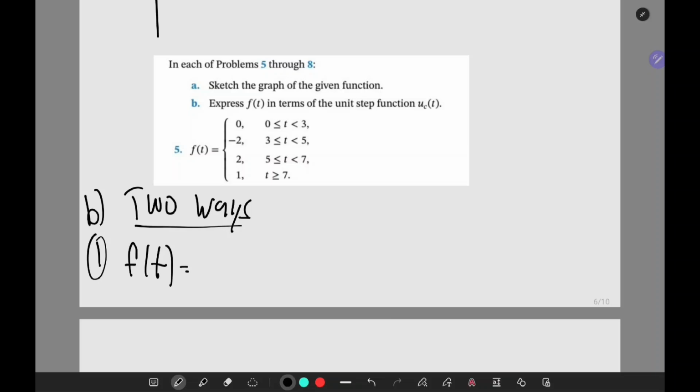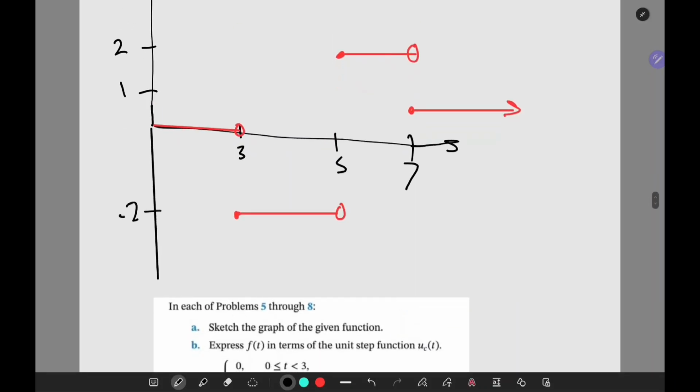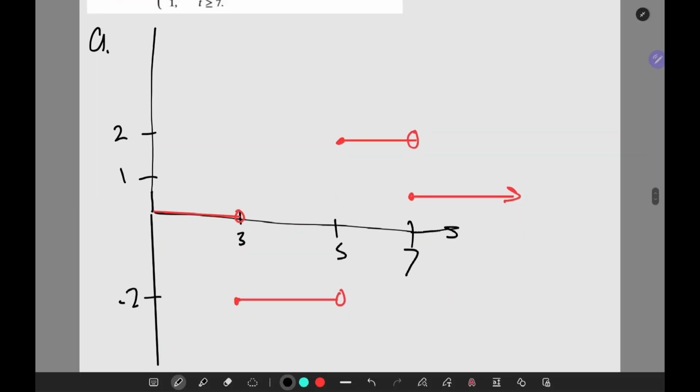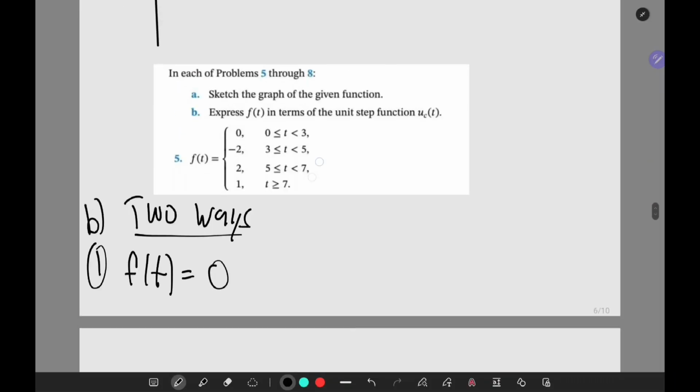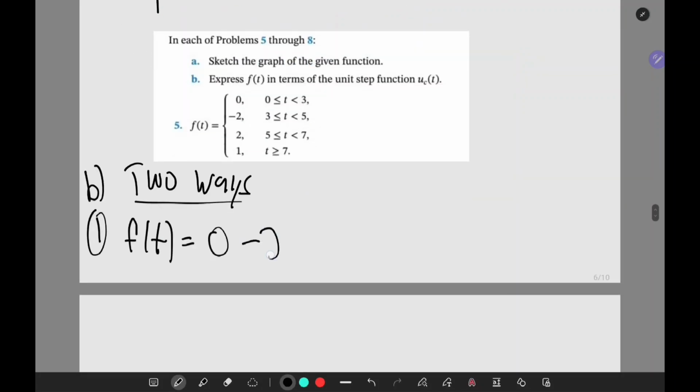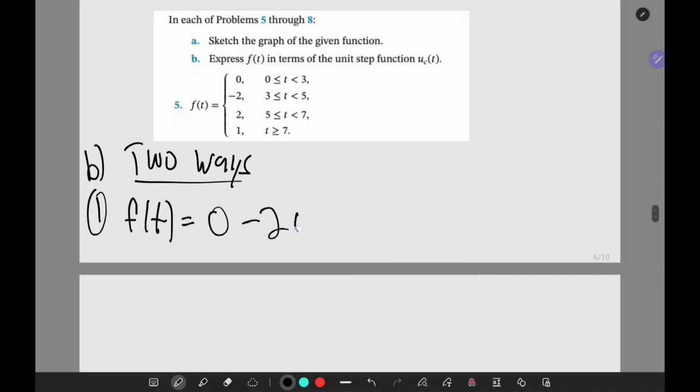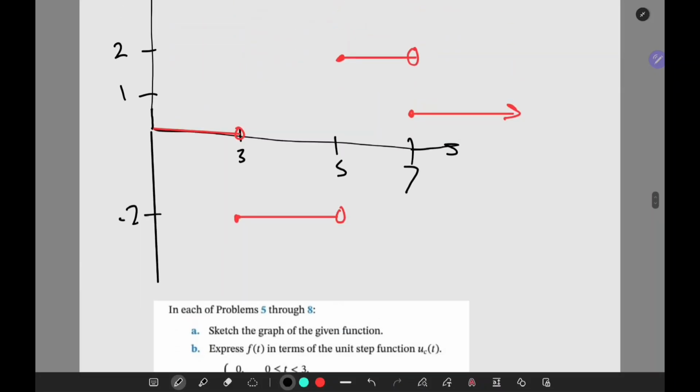f of t is equal to. So for this first part, you're going to look at what do we have to go down by to get to the next step. So if we're at 0 here, we have to go down 2 to get to the next step. First of all, where are we starting? We're starting at 0. Always start with where we're starting at. And then we go down 2 to get to the next thing. And then that interval starts at 3, so it's going to be u3. And then you look at each thing.